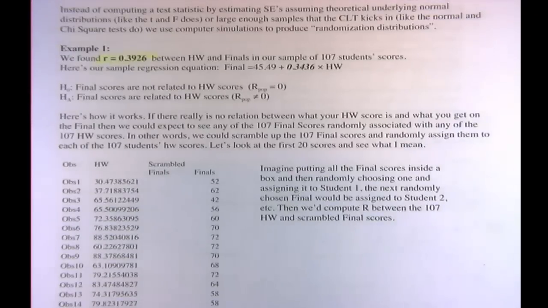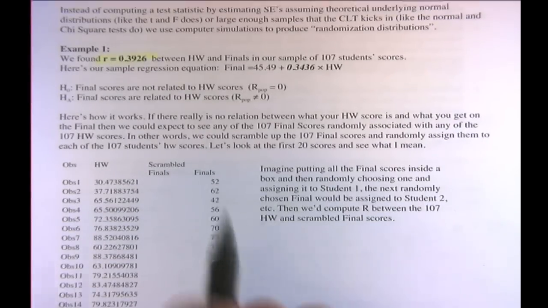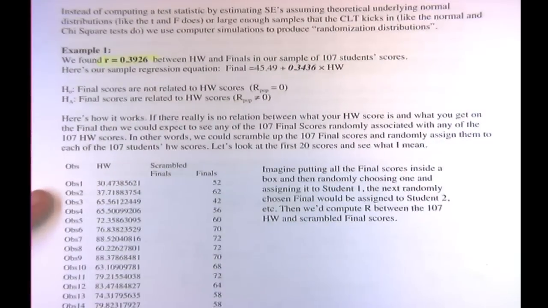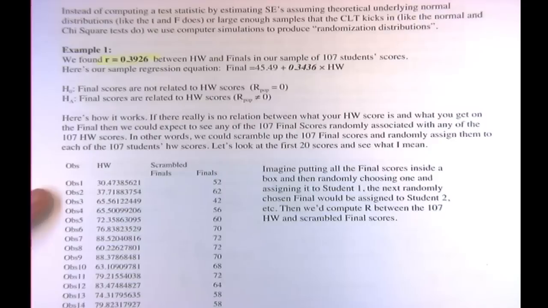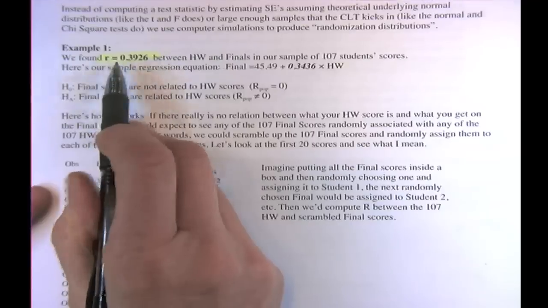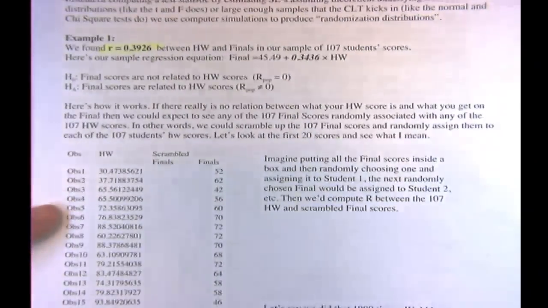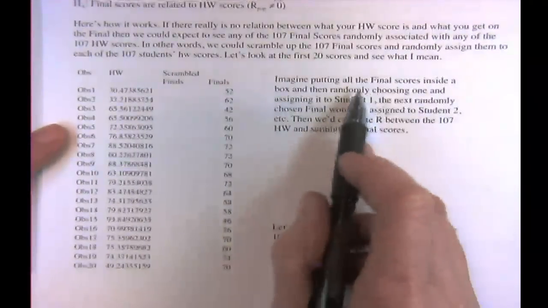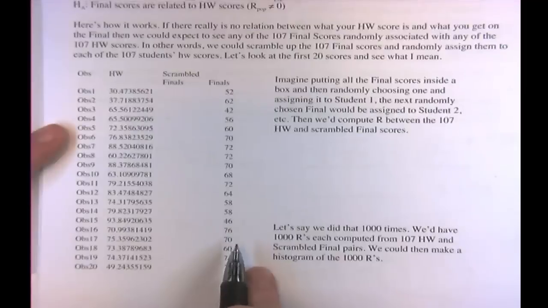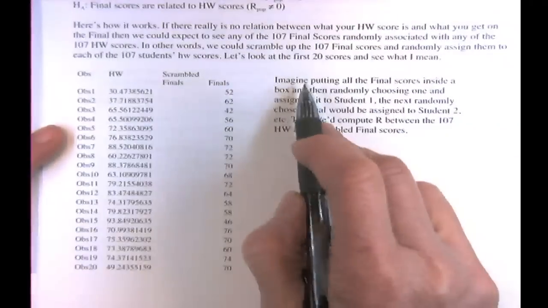And then you compute the R each time for each of those scrambled sets, and you look at the distribution of all those R's, and you see how extreme your actual R is compared to that distribution. So imagine, let's just do it for these 20 here. Imagine putting all the final scores inside a box, all 107, and shaking them up.